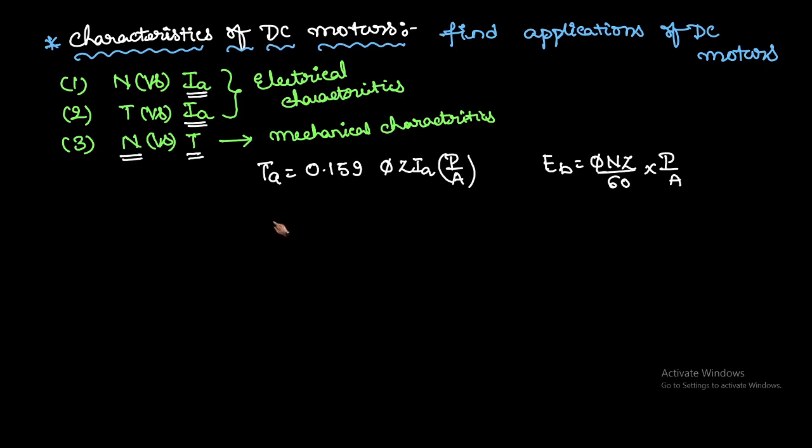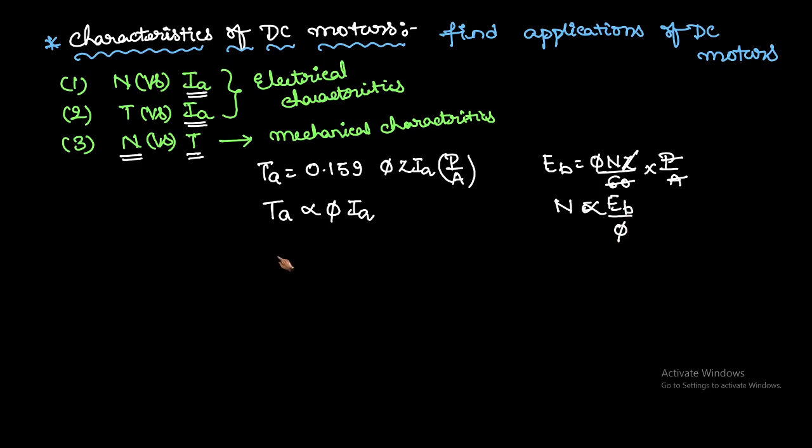Once the machine is designed, the armature torque is directly proportional to the product of armature current and the flux. Let us take out N. Here 60 is constant, P is constant, A is constant, and the number of conductors is also constant. Once the machine is designed, from EB divided by phi, we can write that N is proportional to back EMF and inversely proportional to flux phi.